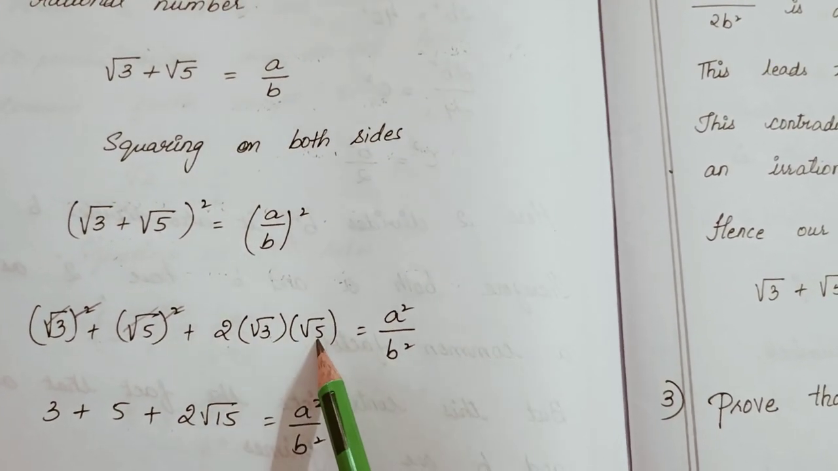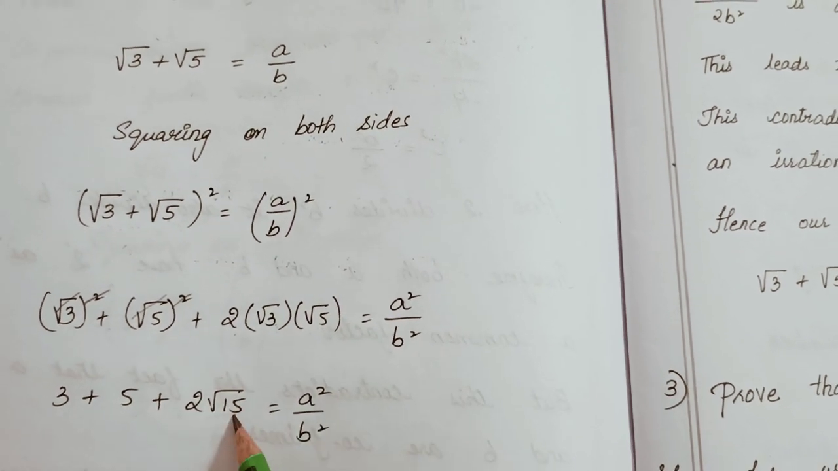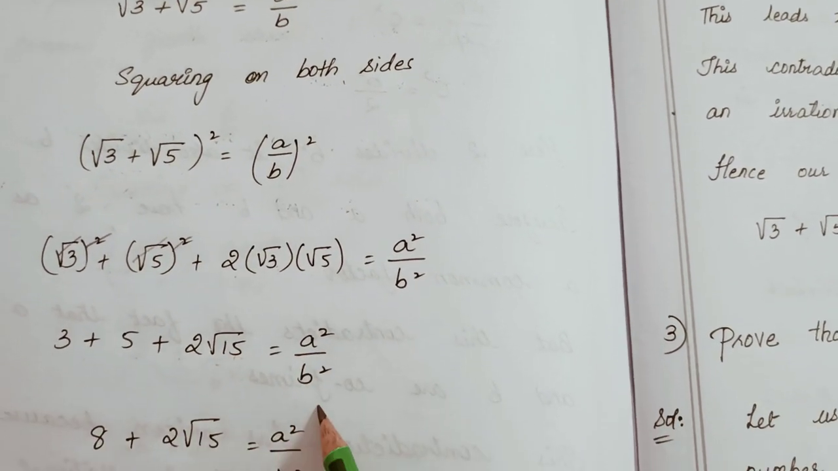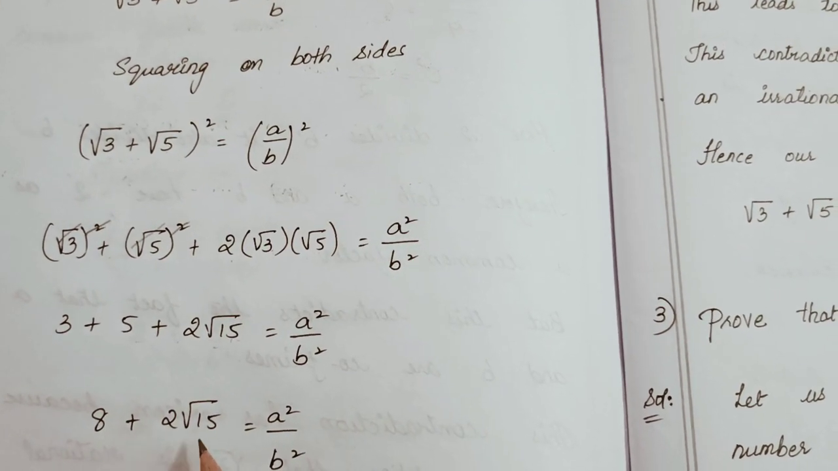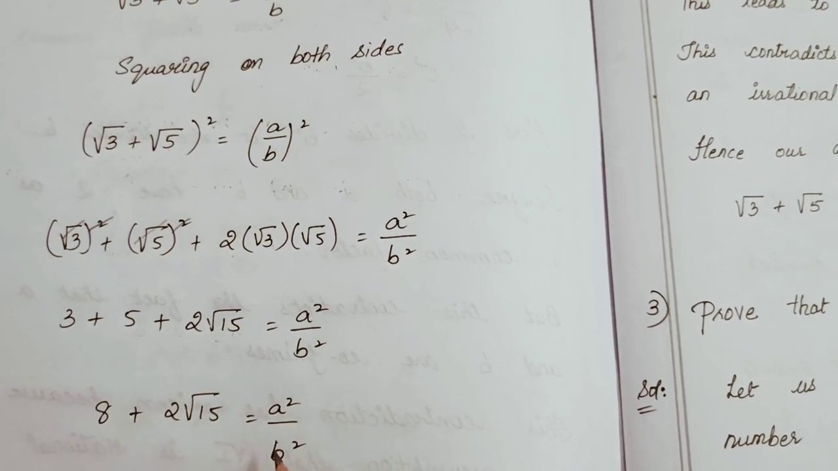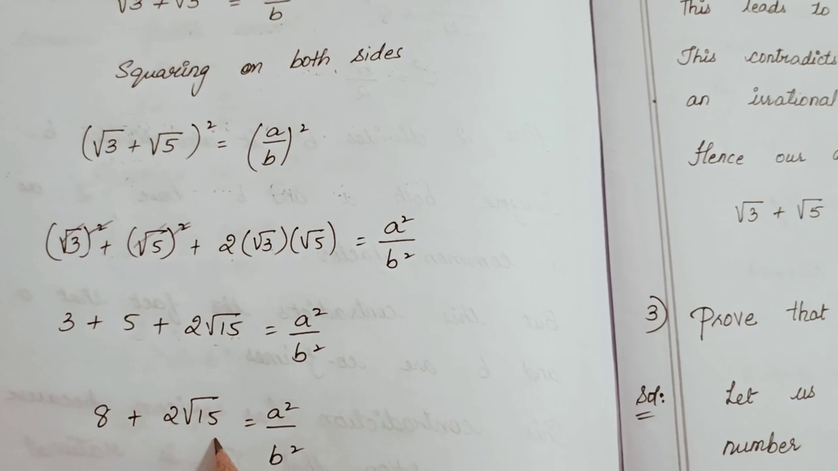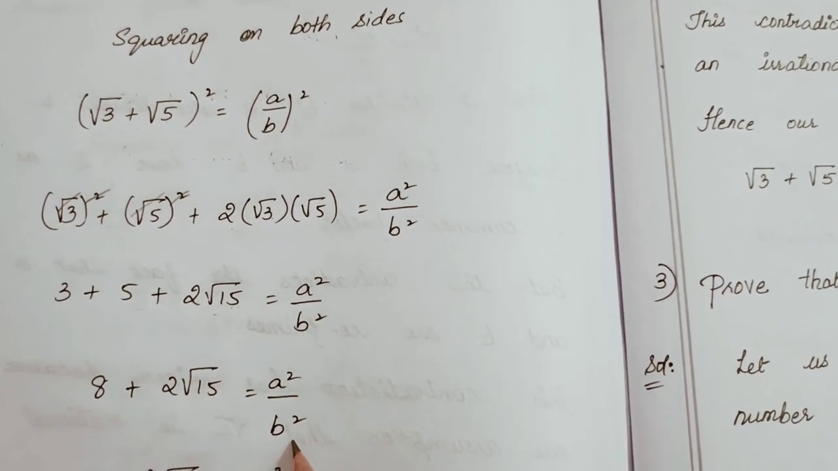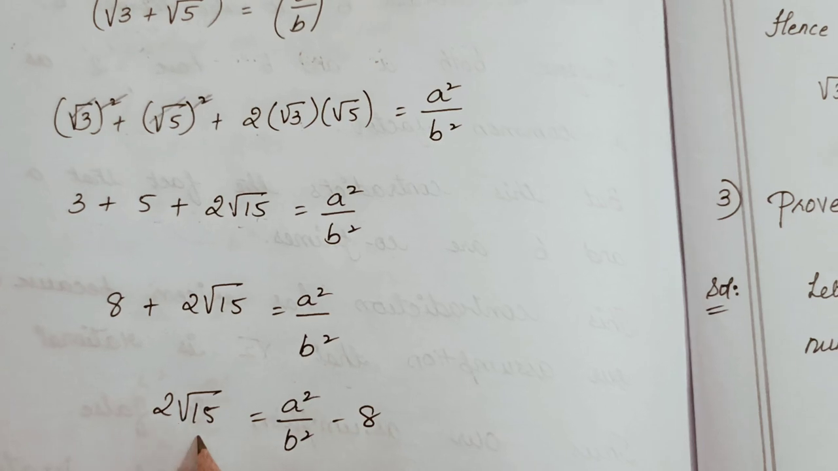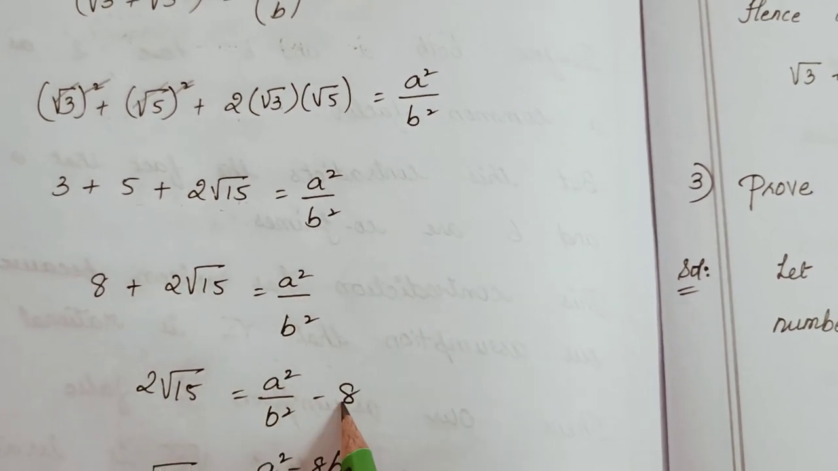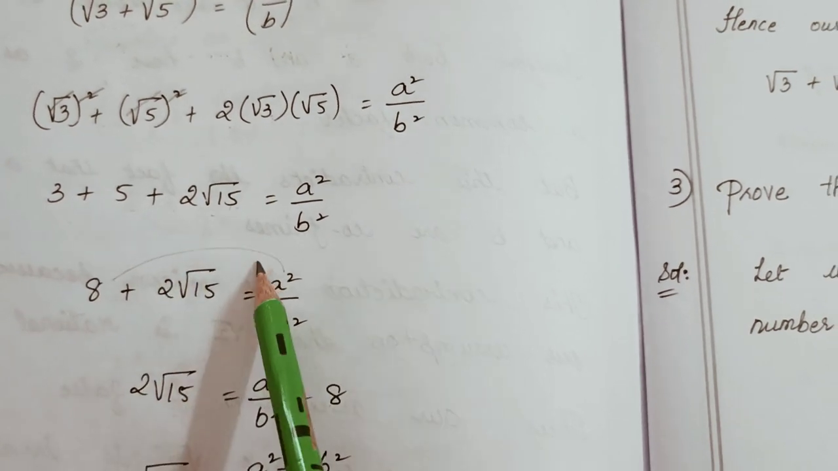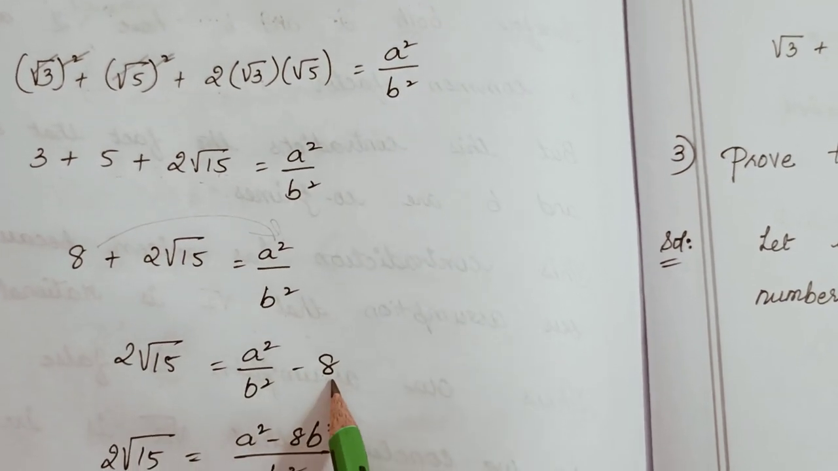Root 3 into root 5 is nothing but root 15, since 3 fives are 15. So 8 plus 2 root 15 is equal to a square by b square. Now 8 will become minus 8 when we take it to the right side.